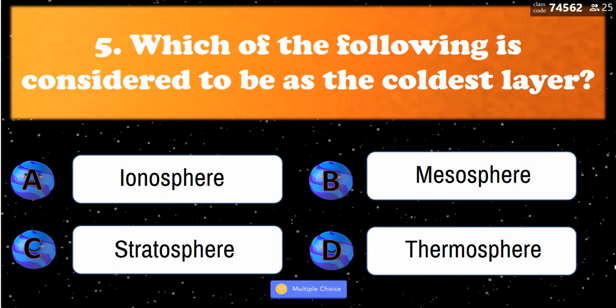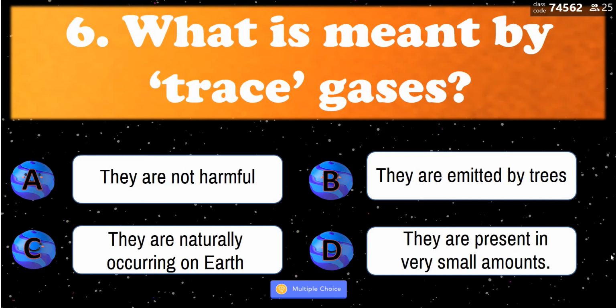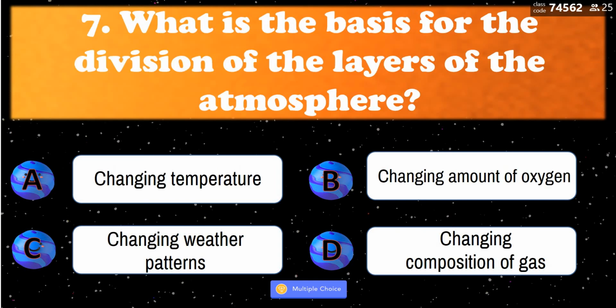Which of the following is considered to be the coldest layer? Correct. It is mesosphere. Letter B. What is meant by trace gases? Very well said. It's letter D. They are present in very small amounts. What is the basis for the division of the layers of the atmosphere? Very good. Changing temperature. Letter A.